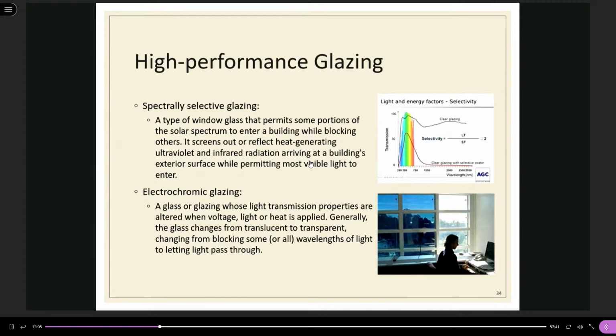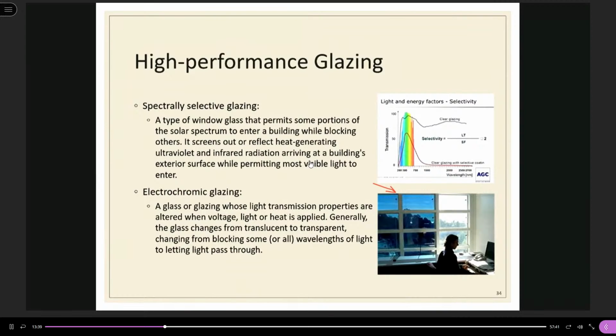And the second type is the electrochromic glazing. So this is a very interesting glazing. As shown in this picture, outside is very bright, so the glazing turns into something like sunglasses. The transmittance is reduced, so it becomes like a tinted glass.